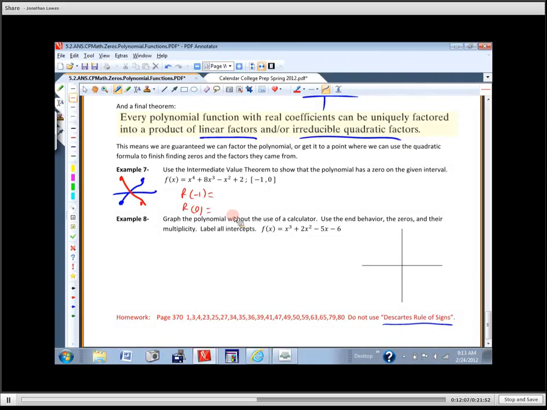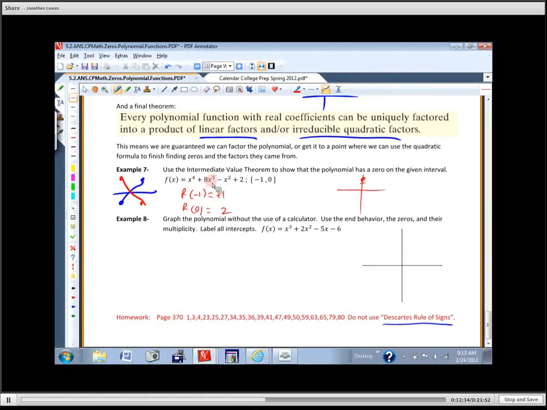Which one do you want to figure out first? F of 0, because if you plug in a 0, 0 here, 0 here, 0 here, so this is a 2. So what that means is at 0 the function value is 2. It's above the x-axis, and let's plug in a -1. So if I plug in a -1, what is -1 to the 4th? Positive 1. -1 to the 3rd?